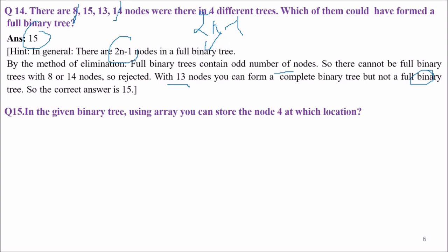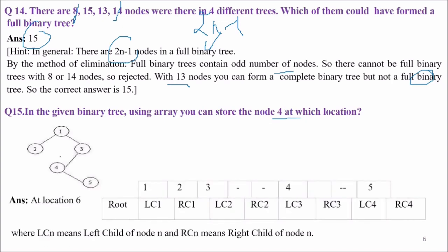In a given binary tree, use an array. Using an array, at which location can you store the node 4? So this is your given binary tree: 1, 2, 3, 4, 5. Let us see. The answer is location 6. How? Let us see how we are going to store it first of all. Then I'll tell you how we have gone to this location 6.